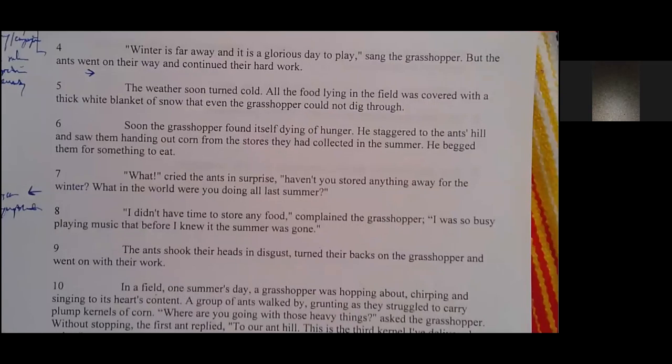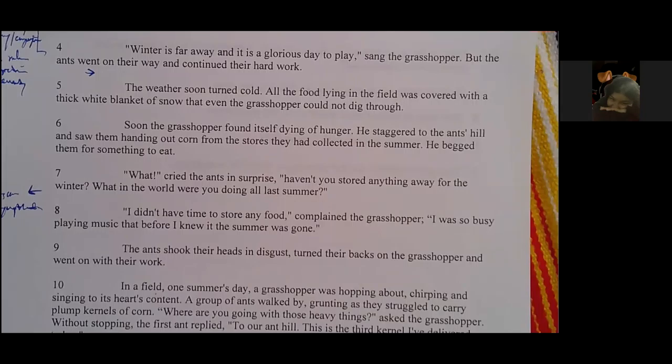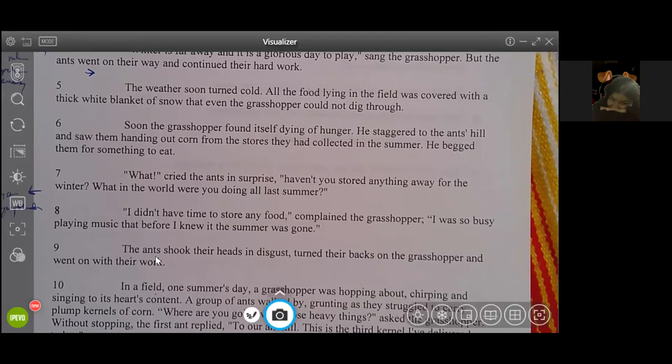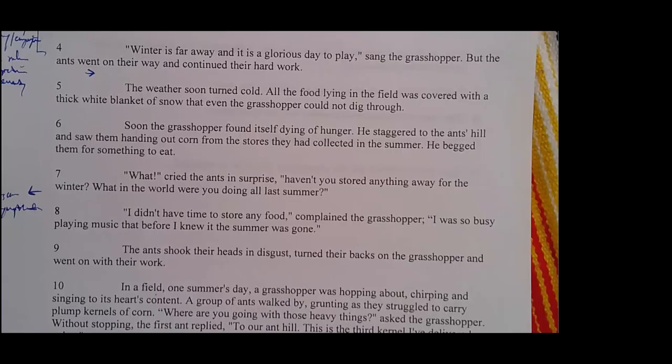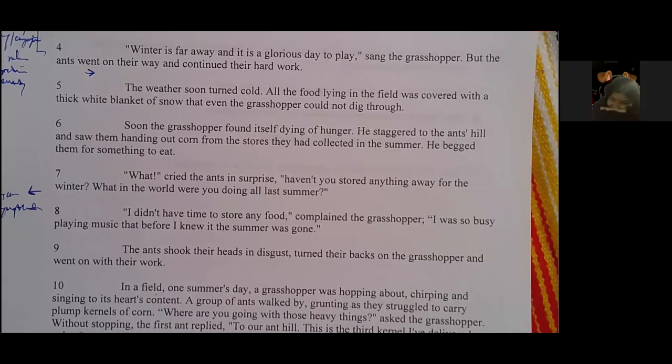Okay, so clearly what we have here is that this situation repeats itself. It keeps repeating itself over and over again. How did dialogue help us to better understand this text? Very simply, how did dialogue help us to better understand this text? I need hands raised on the system. How did the dialogue between the ants and the grasshopper help us to better understand the text?